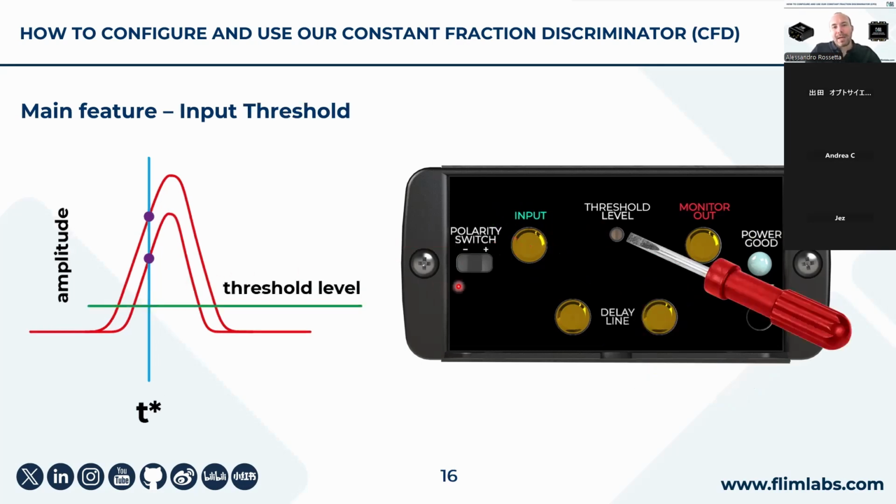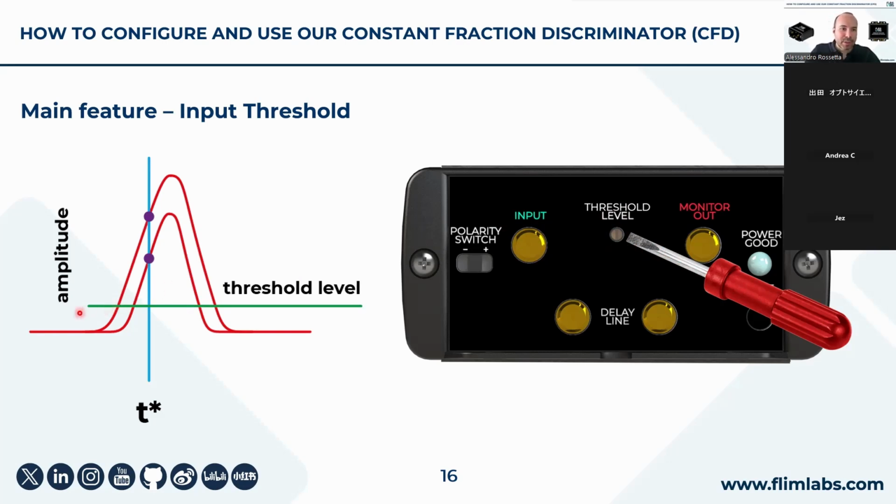Then another feature of our CFD is that you can trim the input threshold level. Basically, thanks to a little screwdriver that we also provide in the package of the constant fraction discriminator, we can adjust the input threshold level, and this will allow us to select the minimum voltage of the input signal that the CFD can actually detect.